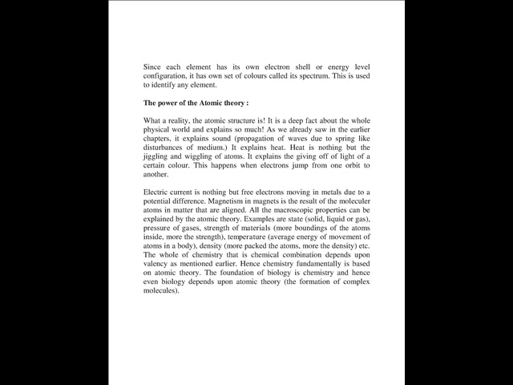Electric current is nothing but free electrons in a metal moving due to a potential difference. Magnetism in magnets is the result of the molecular atoms in matter that are aligned. We get magnetism because the molecular magnets inside are aligned. So one part becomes one pole, the other part becomes another pole. All the macroscopic properties can be explained with atomic theory.